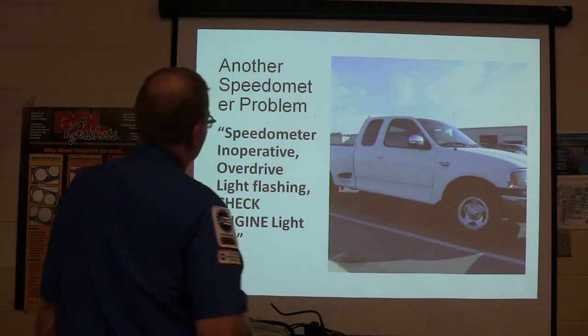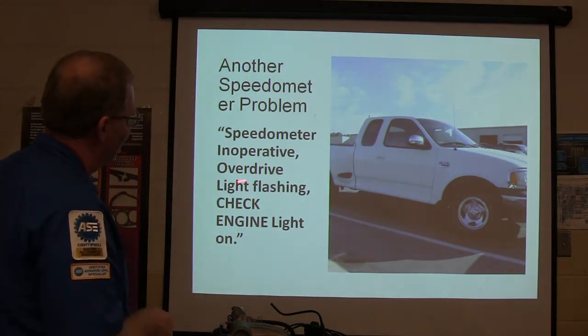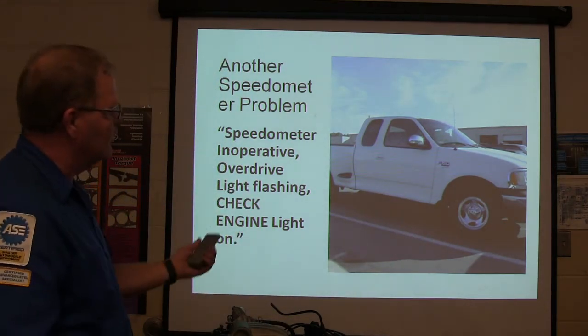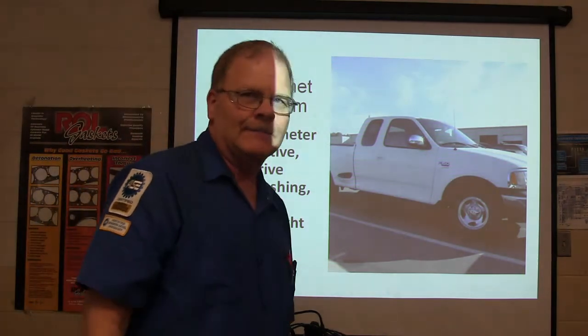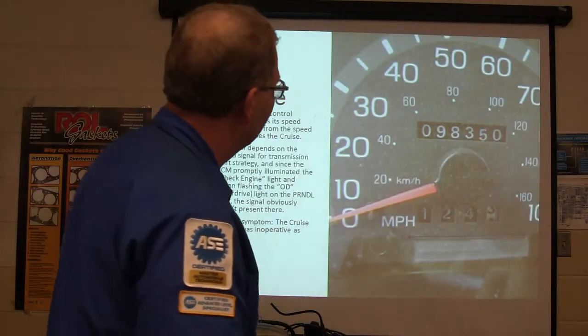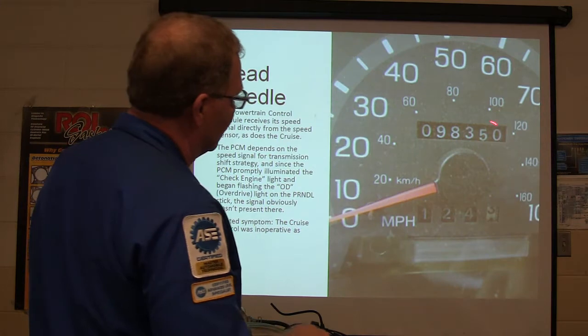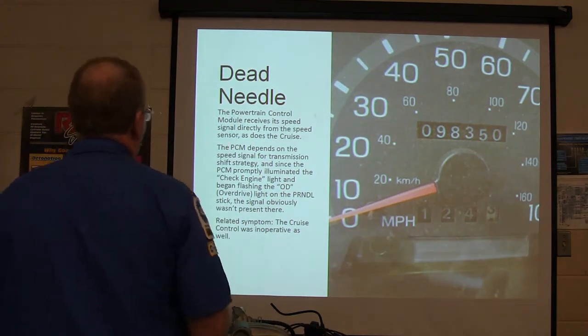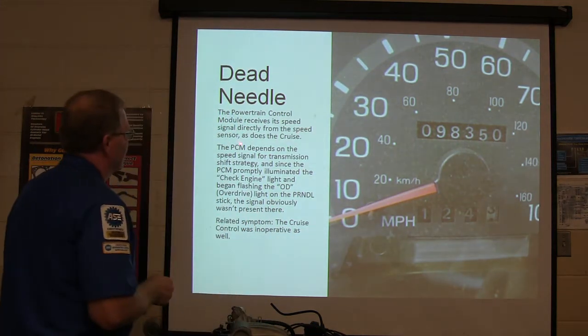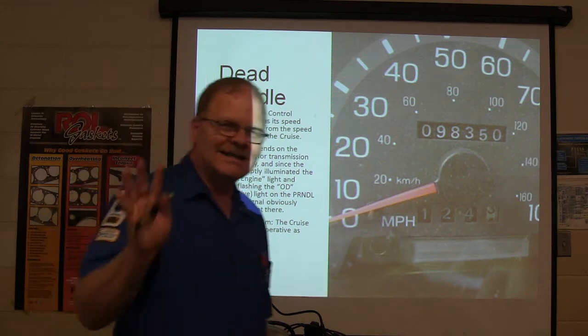Another speedometer problem. Speedometer inoperative, overdrive light flashing, check engine light on. This was on a 97 F-150. All right, another one I fixed over there. Now it had some miles on it. The powertrain control module gets the speed signal directly from the speed sensor, as does the cruise. This is a computerized instrument cluster.